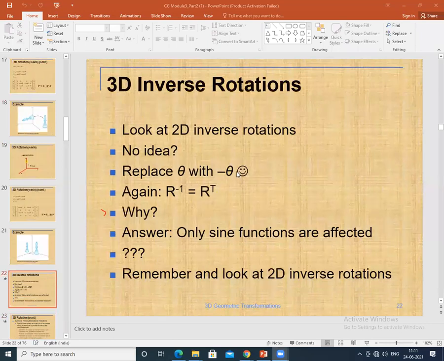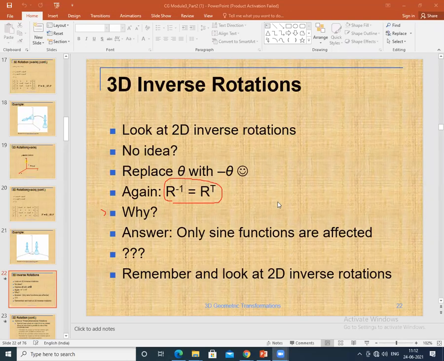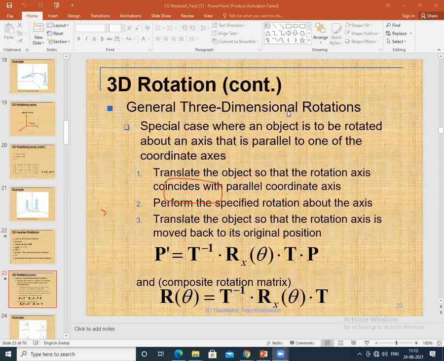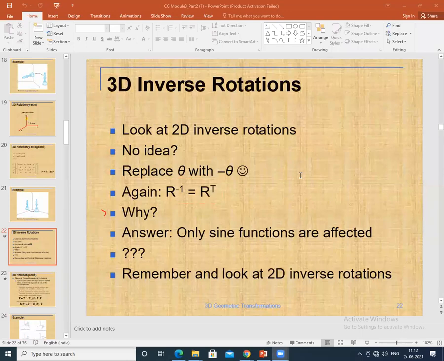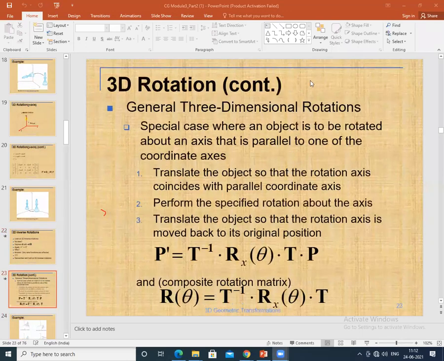So what is 3D reverse rotation? It is the same as the reverse translation. You have to write the rotation angle as negative, Rz of minus theta, right? Now coming to 3D rotation in general. Okay, hope all of you have understood. From here the major concept of 3D rotation comes.